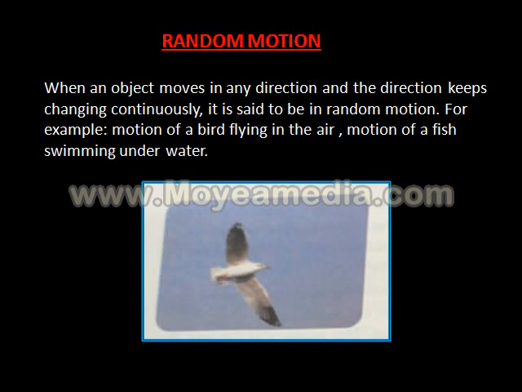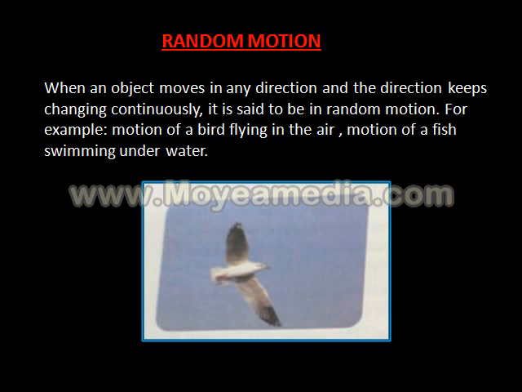Random motion is the next type of motion. It is the most common type of motion that we see around us. Random motion is when an object moves in any direction and the direction keeps on changing continuously. Then that motion is called random motion. For example, a bird flying in the air. A bird flying in the air does not follow one particular direction and it keeps on changing the directions. This type of motion is known as random motion.